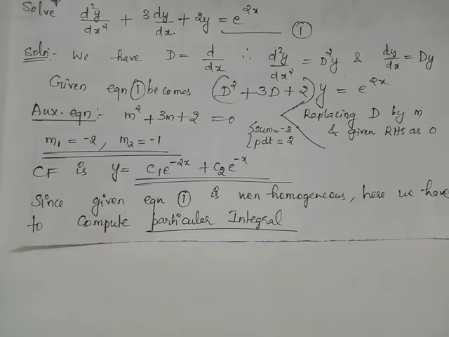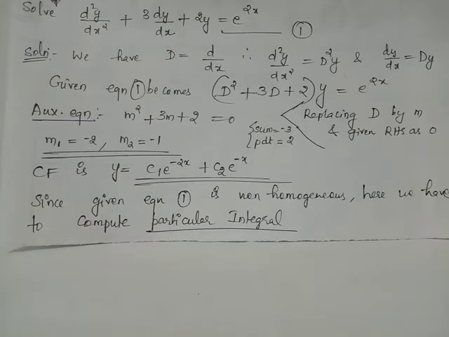In order to write the auxiliary equation, we will have to replace capital D by m and equate the RHS to 0. Auxiliary equation will always have RHS equals 0. Here we have the auxiliary equation obtained as m square plus 3m plus 2 equals 0, whose roots are m1 equals minus 2 and m2 equals minus 1.